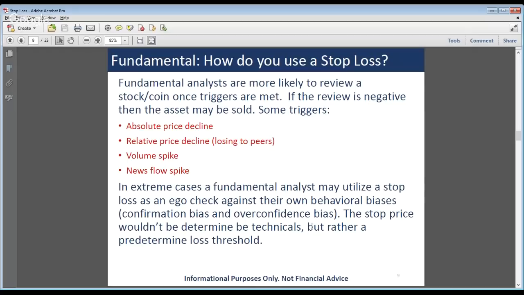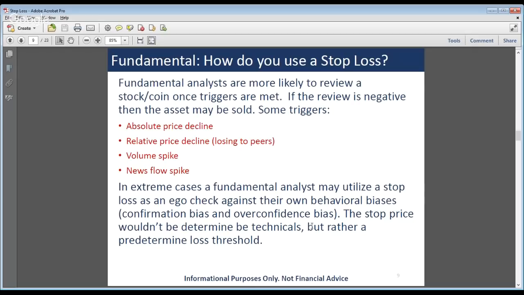Certain other things might constitute a trigger. It could be an unexpected volume spike on a name or a coin, which might be a cause to dive deeper and potentially sell. Also news flow. There are metrics, especially for stocks. You can look at how often a stock is mentioned in the news. You can see Google Trends. You can see how often it's popping up on Twitter, things like that. And if that's unexpected, you can also dive in to see if something's going on.